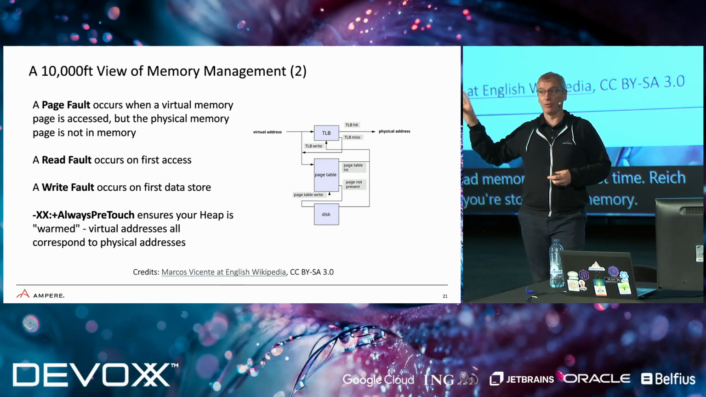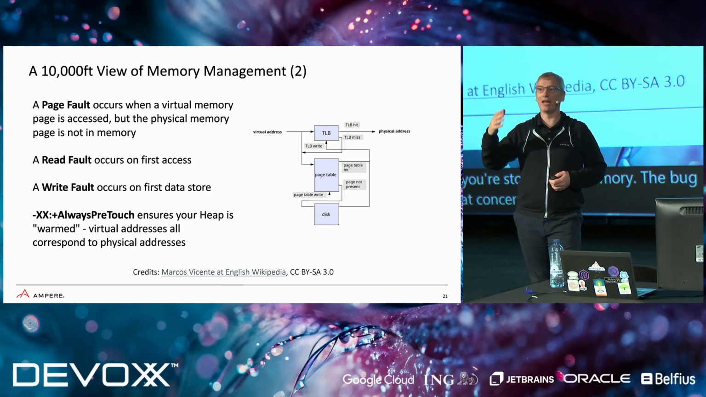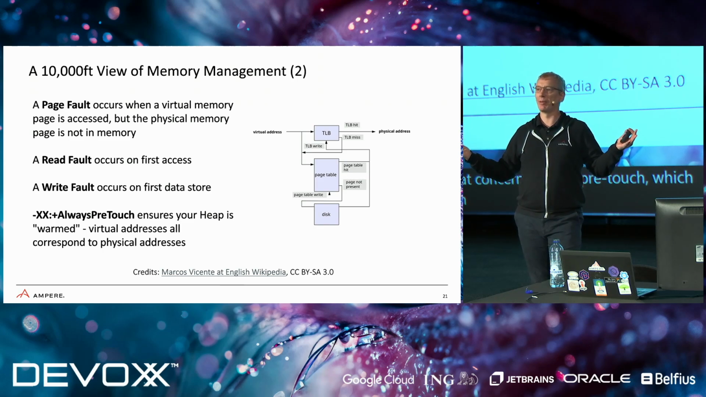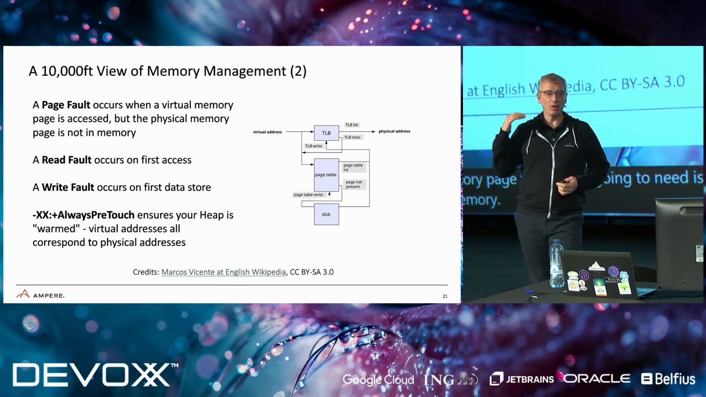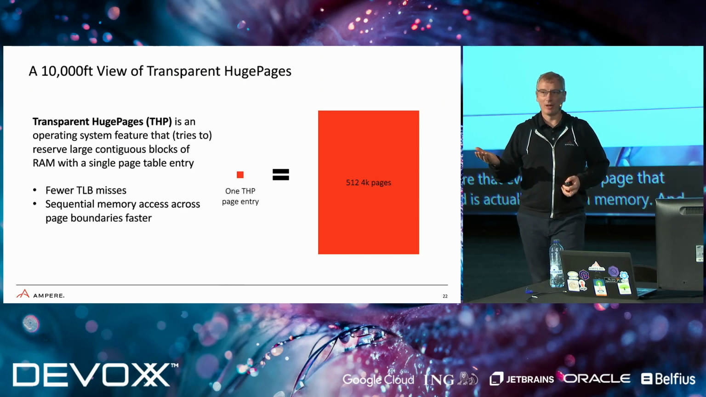The bug we're going to look at concerns always pre-touch, which is a way that you can warm up your application, make sure that every memory page that you're going to need is actually stored in memory. And we're going to talk about transparent huge pages.